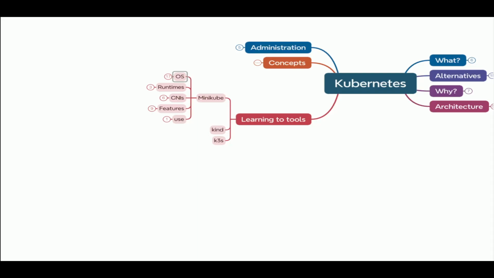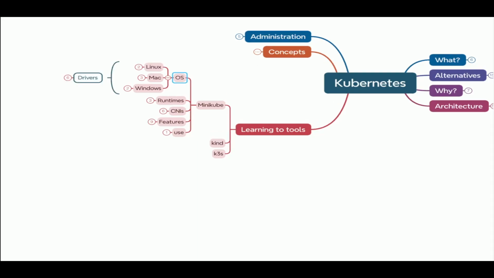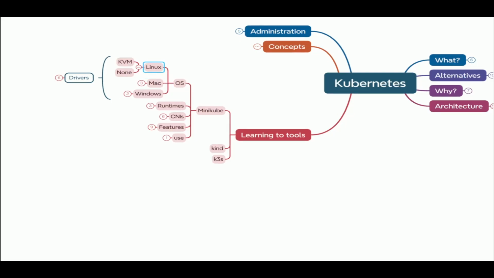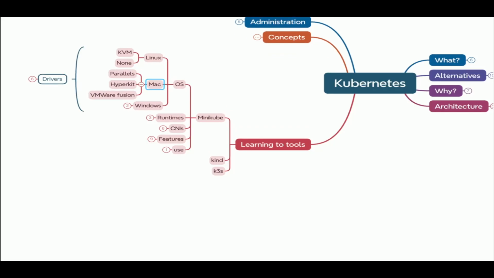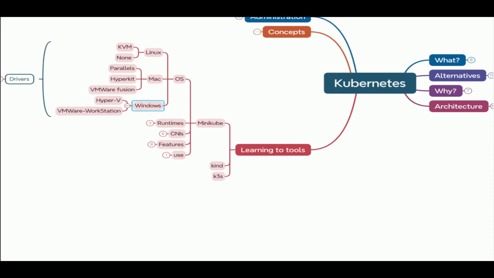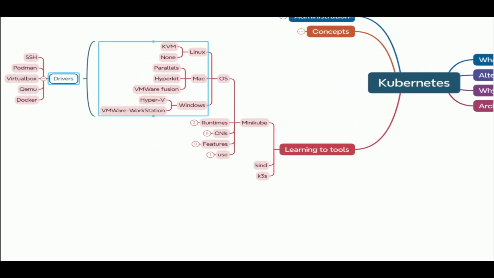our Kubernetes journey. MiniKube supports three primary operating systems: Linux, Mac, and Windows, covering the majority of operating systems in use today. It specifically supports KVM and bare metal drivers for Linux, Parallels, HyperKit, and VMware Fusion for Mac, Hyper-V, and VMware Workstation for Windows. Additionally, MiniKube supports SSH, Podman, VirtualBox, QEMU, and Docker on all the above operating systems.